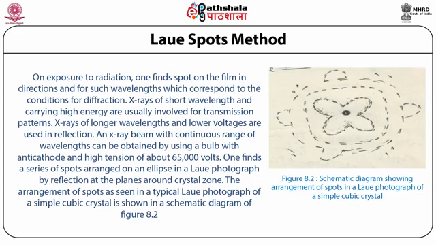X-rays of short wavelength and carrying high energy are usually involved for transmission patterns. X-rays of longer wavelengths and lower voltages are used in reflection. An X-ray beam with a continuous range of wavelengths can be obtained by using a bulb with anticathode and high tension of about 65,000 volts. One finds a series of spots arranged on an ellipse in a Laue photograph by reflection at the planes around a crystal zone. The arrangement of spots, as seen in a typical Laue photograph of a simple cubic crystal, is shown in a schematic diagram of figure 8.2.